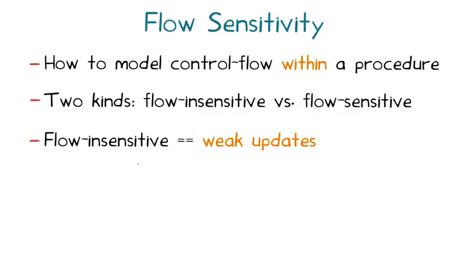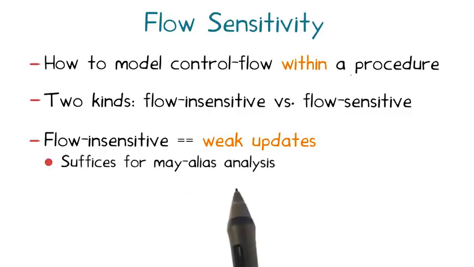A hallmark of flow insensitive analyses is that these analyses only generate new facts as they progress. They never kill any previously generated facts. We observed this in the case of the pointer analysis algorithm we just saw, wherein the points-to graph only grew in size as each statement of the program was considered. We say that such algorithms perform weak updates. Such algorithms typically suffice for May-alias analysis. That is, it is practical for a May-alias analysis to have a low false positive rate despite being flow insensitive.